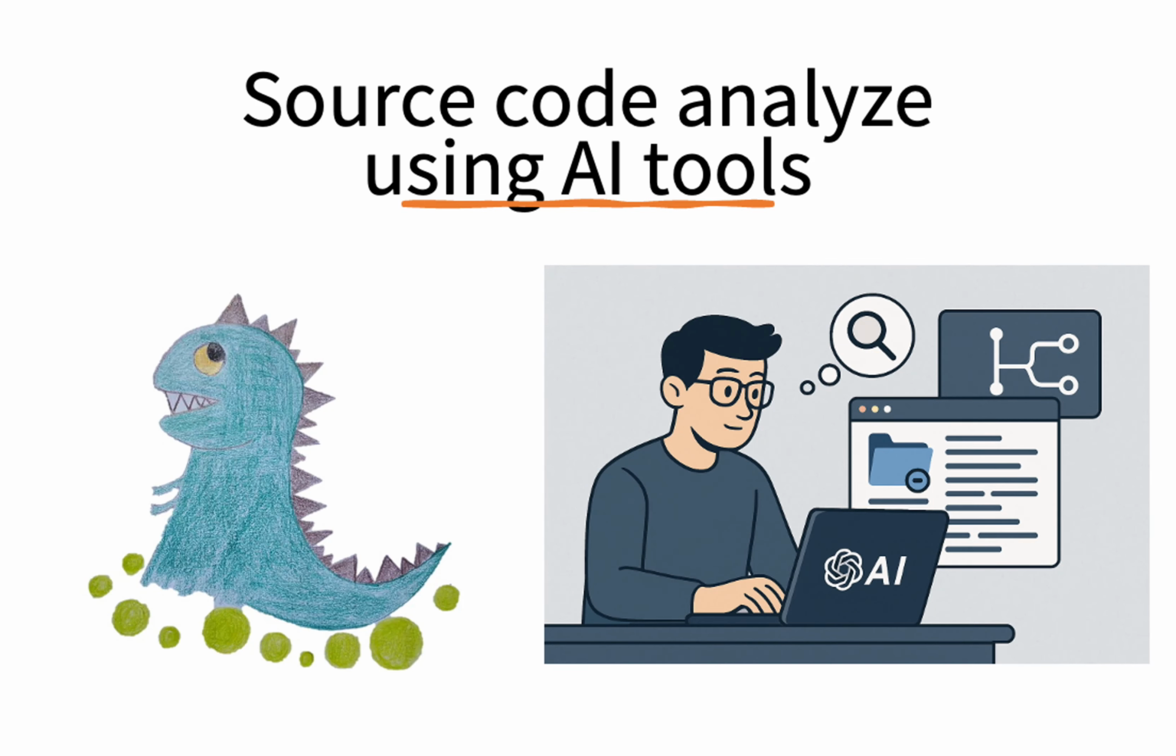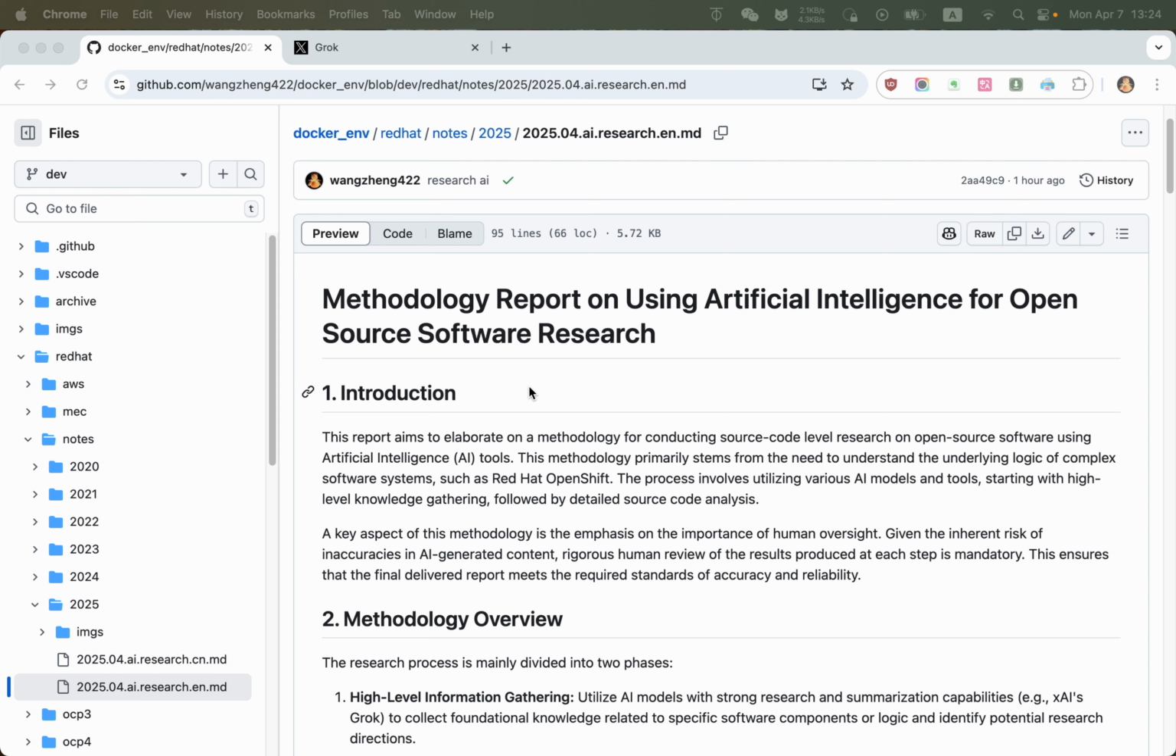Hello everyone. Today I will talk about how to use AI tools to accelerate your code analysis and code research on open source projects. During our daily work, there are requirements from customers. They want to know the logic behind the open source project. And to explain the logic, it's better to research the open source code at the code level.